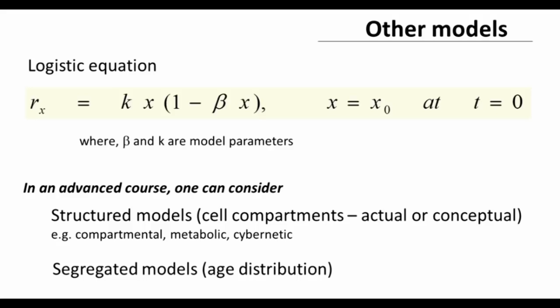Then there could be some models which take into account the distribution in ages of cells in the culture. The above models, the Rx equals mu x or Rx equals kx into (1 minus beta x), the logistic equation, considered all the cells to be at the same age in the bioreactor. That need not be true. There could be a variation in the ages of cells, and that distribution, the variation, is taken into account in the segregated models.